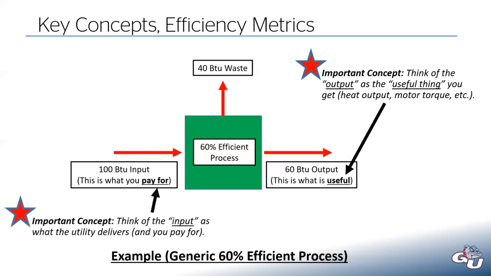On the other side, this input, think of this as what the utility needs to deliver for you to get that useful output out of your process. So the utility company is providing you electricity or natural gas. And in this scenario, they have to give you 100 BTUs. Even though you only want 60 BTUs output, you still have to pay for 100 BTUs on the input side of this process.